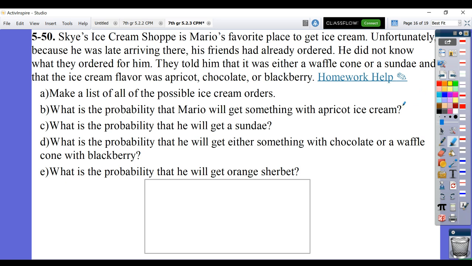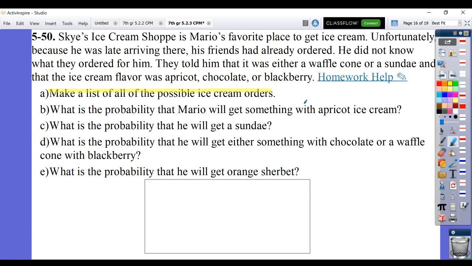For 550, Sky's ice cream shop is Mario's favorite place to get ice cream. Unfortunately, because he was late arriving there, his friends have already ordered. He didn't know what they ordered for them. They told him it was either a waffle cone or a sundae, and the ice cream flavor was apricot, chocolate, or blackberry. So first they want a list of all the possible ice cream orders. So he could have the waffle cone with the apricot, the waffle cone with the chocolate, the waffle cone with the blackberry, sundae with the apricot, sundae with the chocolate, sundae with the blackberry.